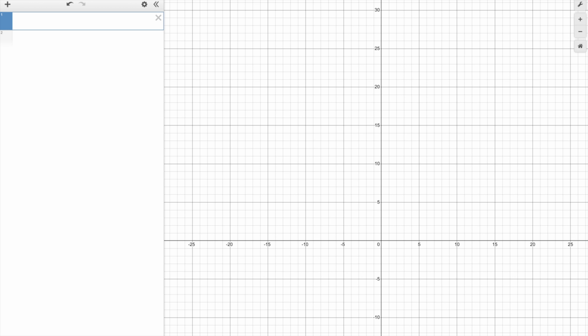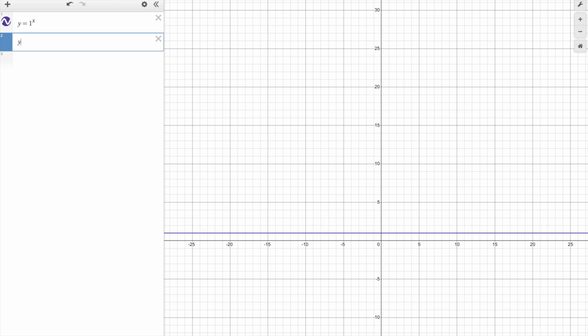Here I'll show a few examples of exponential functions, but first let's graph y equals 1 to the x. And if you see this, it's a horizontal line from negative infinity to positive infinity, because no matter what the x value is, our y value will always be equal to 1. So for an x value of 0, it'll be 1. For a negative x value, it'll still be equal to 1. For a positive x value, it'll still be equal to 1.